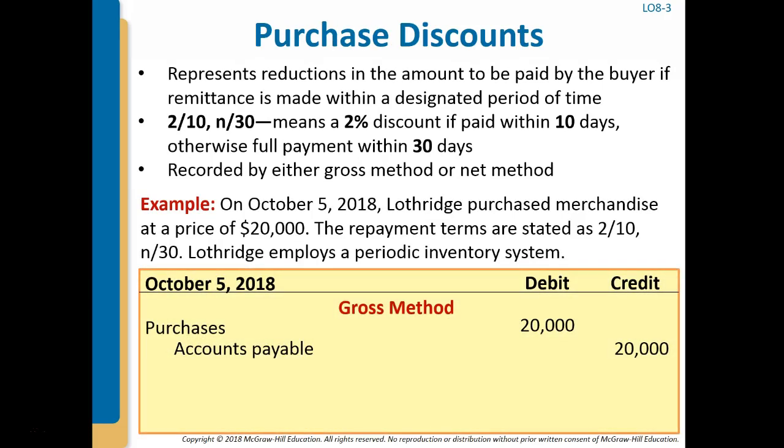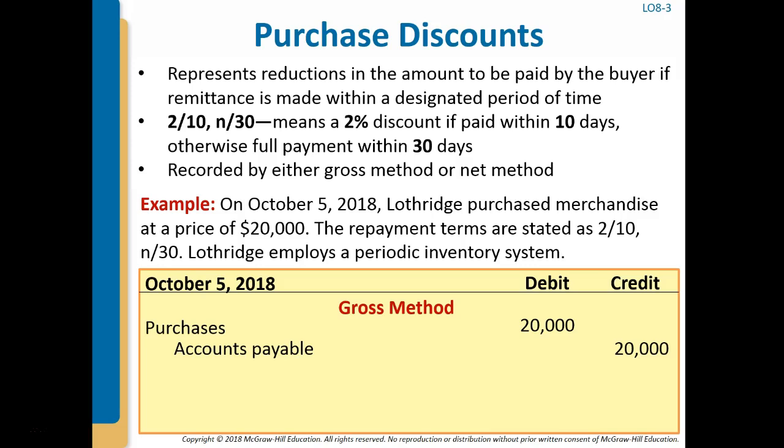These discounts really are quick payment discounts because they represent reductions in the amount to be paid by the buyer in the event payment is made within a specified period of time. The amount of the discount and the time period within which it's available are conveyed in terms like 2/10, net 30, meaning a 2% discount if paid in 10 days. Otherwise, full payment within 30 days. As with the seller, the purchaser can record these purchase discounts either using the gross method or the net method.